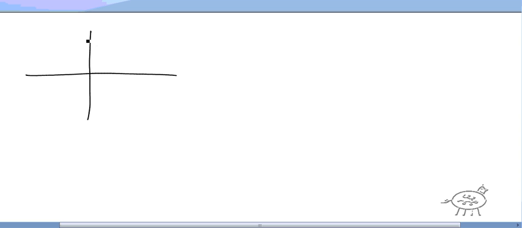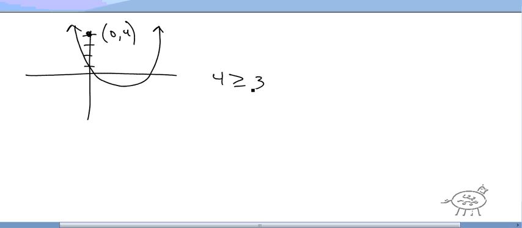If I have a graph that looks like this, and I pick this point right here, 0 comma 4, and I test it, and I get whatever value, but I get 4 is greater than or equal to 3. Let's say that's what happens after I plug it in. Is 4 greater than or equal to 3? Yeah, okay. So I shade inside here.